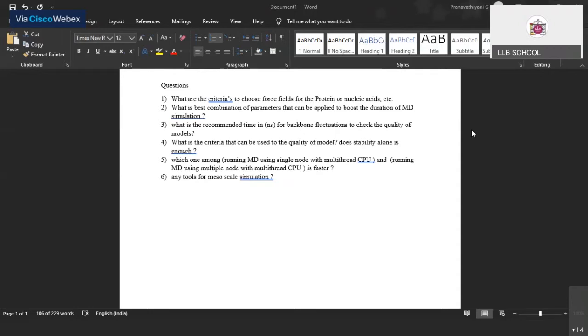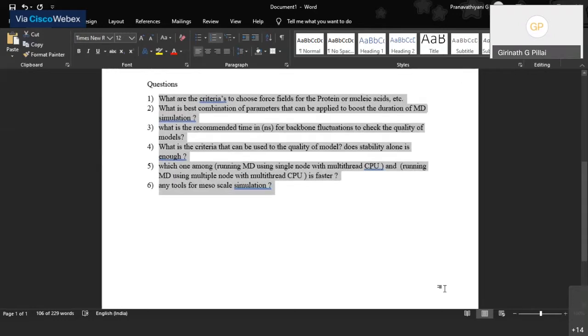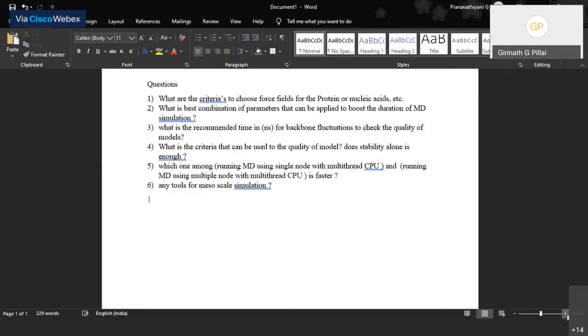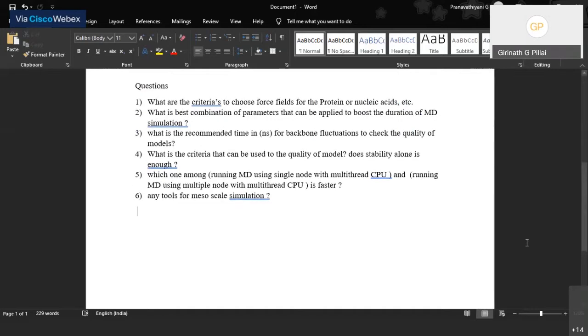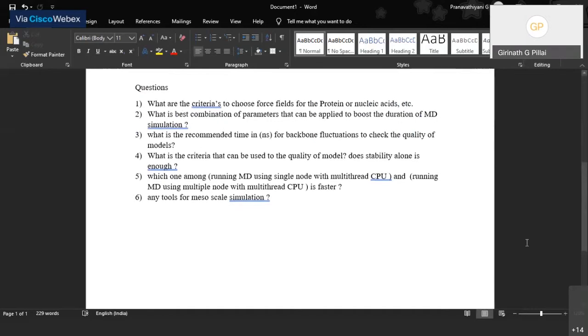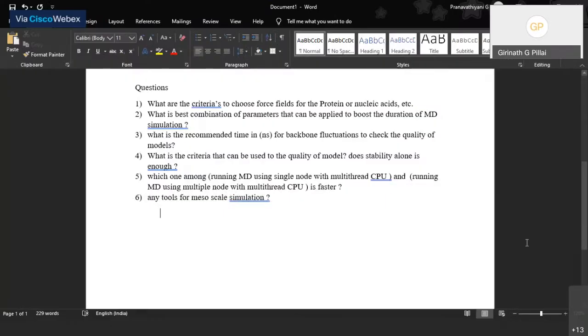What are the criteria to choose a force field for proteins or nucleic acids, etc.? I think I already told you that you either have to go through the literature or do trial and error. Try a force field and do a short-range calculation. If everything goes well, good. Otherwise, try another force field. That's the only way. Mostly you have to understand from previous work where they have applied it. But if you don't have anything, then you have to do trial and error.